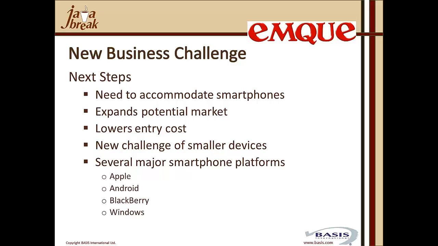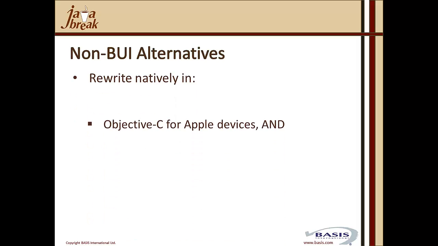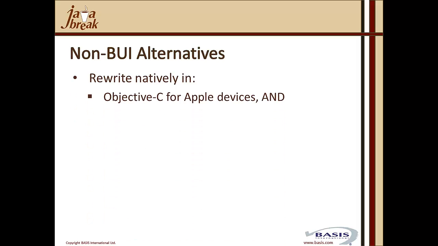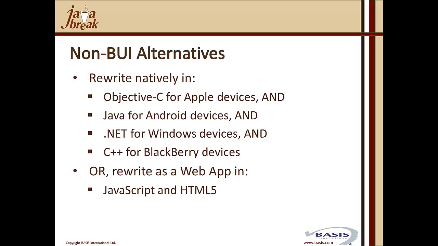And of course, there are several major smartphone platforms. If you look at Apple, Android, BlackBerry, and now Windows. So what are non-BUI alternatives? If we decided not to write it in Basis technology, what could we or should we do? We'd have to rewrite it natively in Objective-C for the Apple devices, and Java for the Android devices, and .NET for the Windows devices, and C++ for the BlackBerry devices, if one was choosing the preferred platform for those various devices. Or you could rewrite it as a web app, which is exactly what BUI is, a web app.